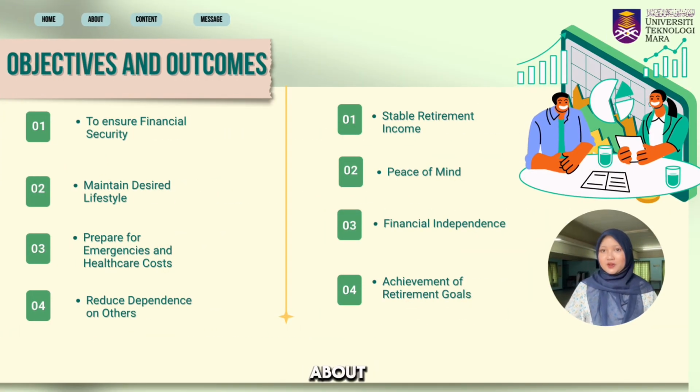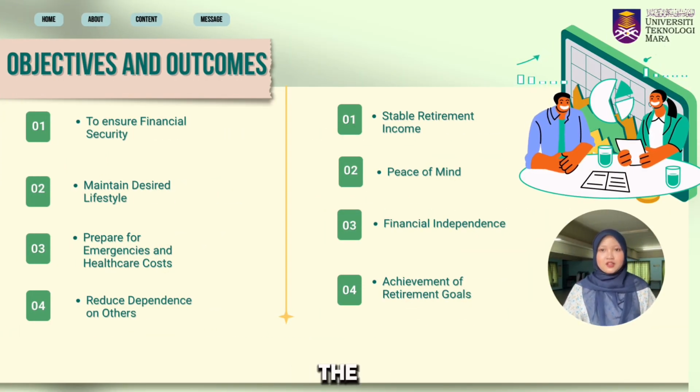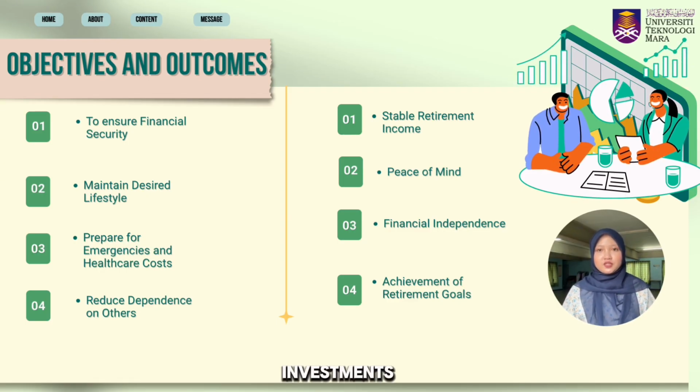Next, I will explain retirement planning objectives. The first objective is to ensure financial security during retirement. After retirement, we no longer receive a regular salary, so we need enough savings and investments to cover our daily living expenses. Proper retirement planning helps us avoid financial difficulties and gives us a stable source of income throughout our retirement years. The second objective is to maintain our desired lifestyle.